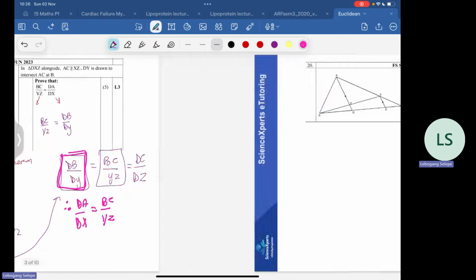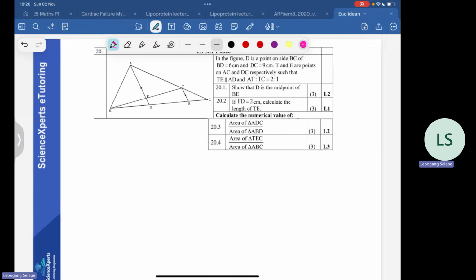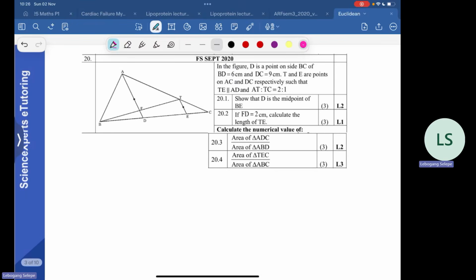So let's do another one, right? So this one is very interesting, guys. Please feel free to pause the video and attempt it on your own. All right, so let's get to it. They say that in the figure, D is a point on BC. BD is 6 centimeters. All right, so let's indicate that on our diagram. BD is 6 centimeters. DC is 9. So this whole length here is 9 centimeters, right?